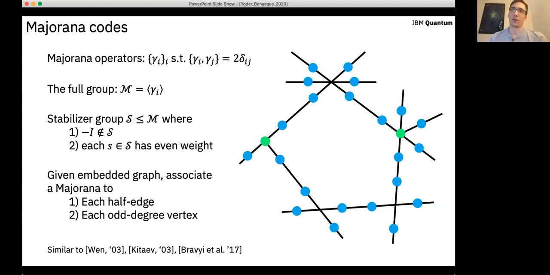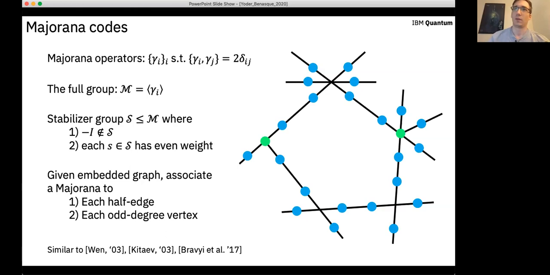If you want to define a code using these, then just like for Pauli stabilizer codes, you need to define a stabilizer group, and minus identity should not be a part of that group. And then we also require, for physical reasons in a sense, that each of the stabilizers has even weight. So it's a product of an even number of Majoranas.